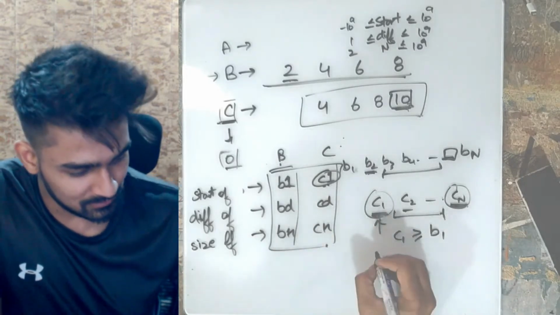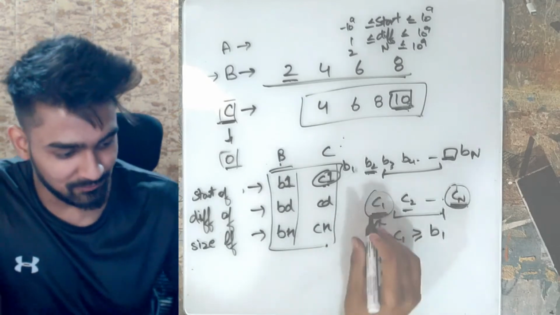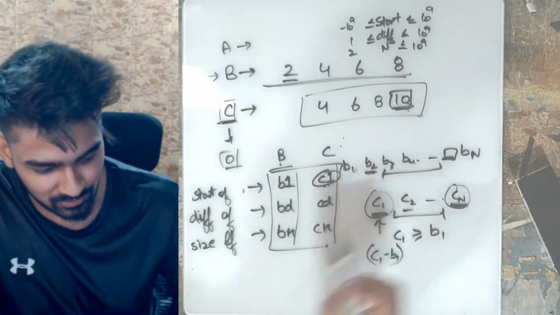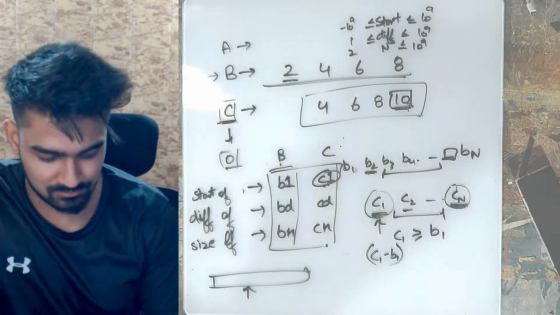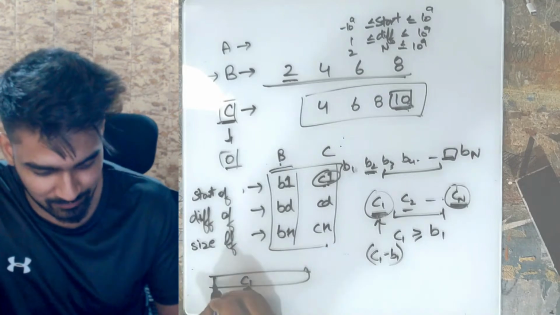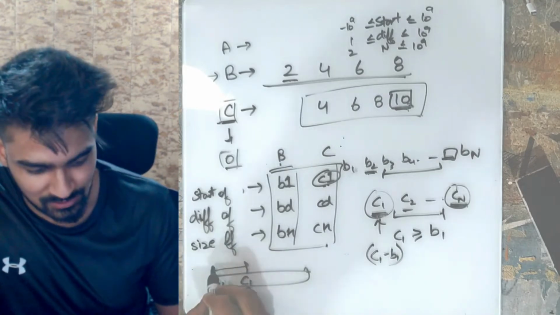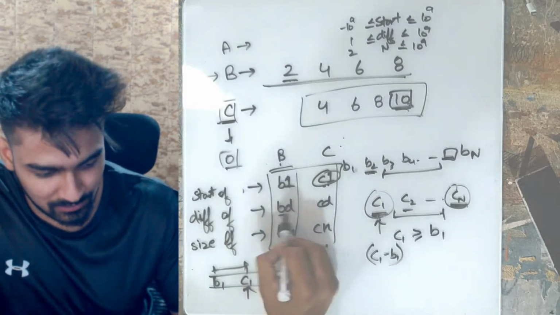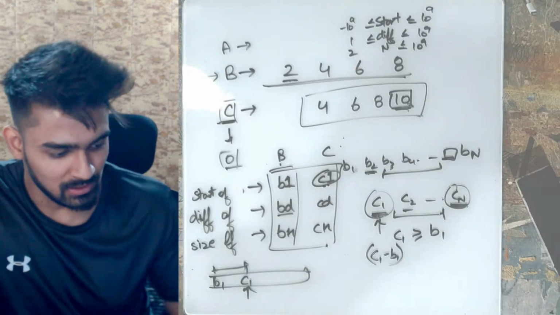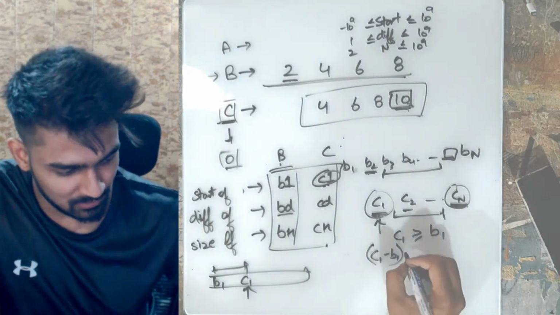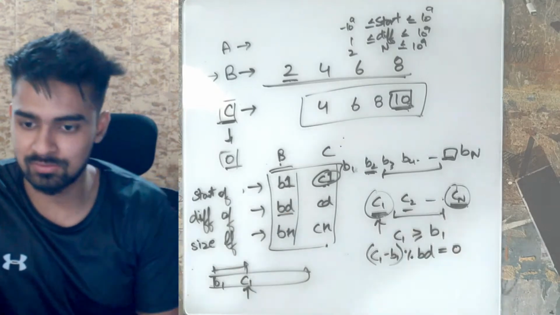The other case is C1 minus B1. This is the difference between C1 and B1. Let's say in B, C1 was present somewhere here, and B1 is here. This difference should actually be a multiple of bd. So (C1 minus B1) modulo bd should be equal to 0.